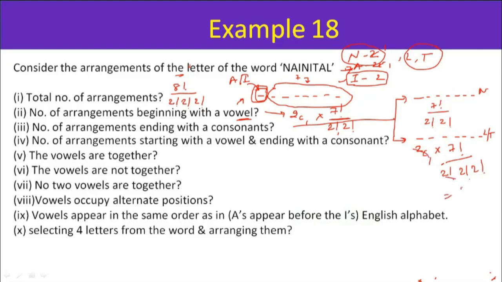So the answer is nothing but 7 factorial by 2 factorial. Now question number 4. 4 is again a mixture of question number 2 and 3. Again, see, it's very, very simple. 4, 5, 6, 7, 8.